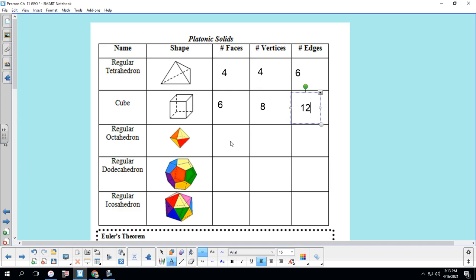Okay, and it gets harder to count from here, so I'm just going to give you this information. Please write it down. There are 8 faces in an octahedron, that's why it gets the oct, like an octagon. The vertices are 6, and the edges are 12. A regular dodecahedron has 12 faces, 20 vertices, and 30 edges. And then a regular icosahedron is 20 faces, 12 vertices or 12 corners, and 30 edges.